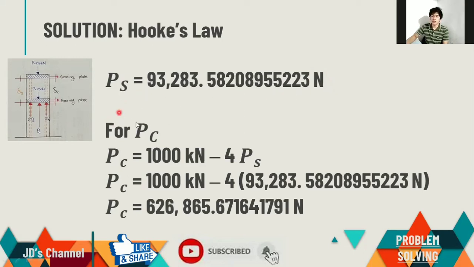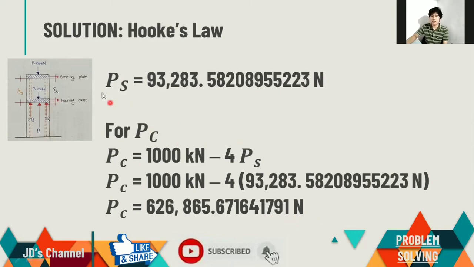Okay, so ngayon, for PC, since we have the value ng PS, substitute lang natin doon sa equation na ginamit natin kanina, which is PC is equals to 1,000 kN minus yung ating 4 times the PS. We have the PS na 93,283.5820 8955 22.3 Newton. And then, i-process lang natin to and we will get 626,865.6716 41791 Newton. So, I hope na tayo ay same na nakuha. You can express in kilonewton if you want, pero sa akin, naka-Newton lang ako. Mamaya kasi makikita natin.